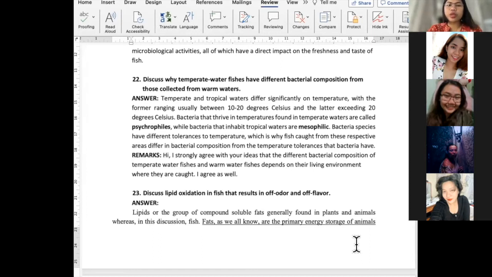Obviously, tropical waters will have a higher number of microorganisms as compared with temperate waters. Their remark is, I strongly agree with your ideas that the different bacterial composition of temperate water fishes and warm water fishes depends on their living environment where they are caught. Yes, that is correct. Very simple question actually.